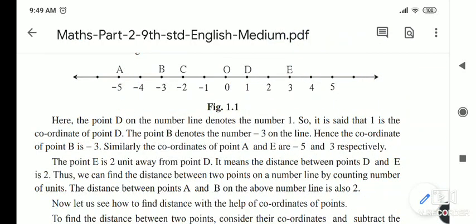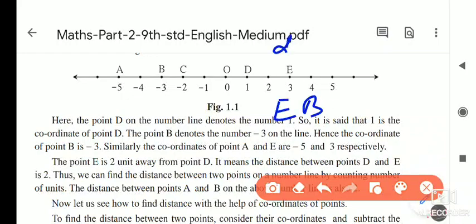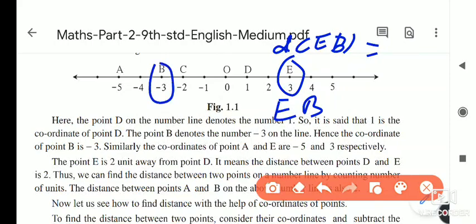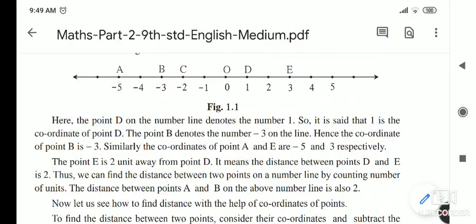Again, suppose you have to find the distance between E and B. Distance of EB is equal to, which is the bigger coordinate here? Here it is +3 and here it is -3. So the bigger one is 3, and minus the smallest coordinate, which is -3. Here 3 minus -3 becomes 3 plus 3, which is equal to 6. In that way we are finding the distance between the two points.